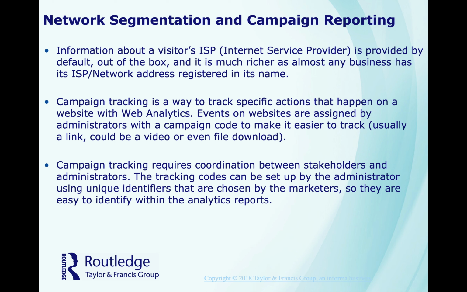Campaign tracking is a way to track specific actions that happen on a website with web analytics. Events on a website are assigned by administrators with a campaign code to make it easier to track. Campaign tracking requires coordination between the stakeholders and the administrators. The tracking codes have to be set up by the administrator using unique identifiers that are chosen by the marketers, so they are easy to identify within specific analytic reports.